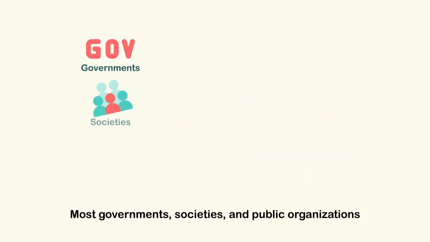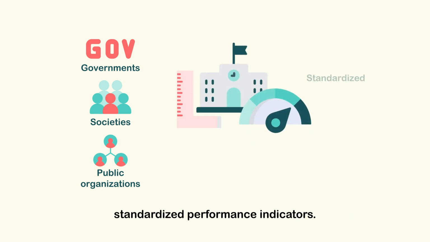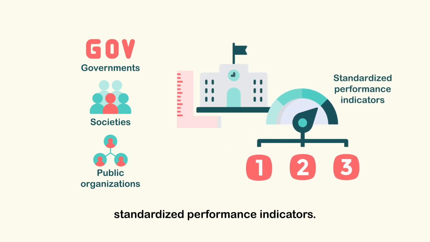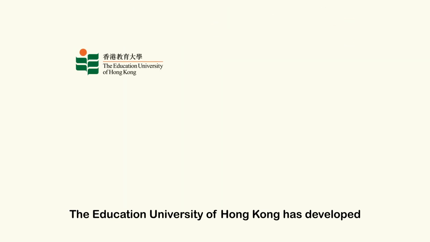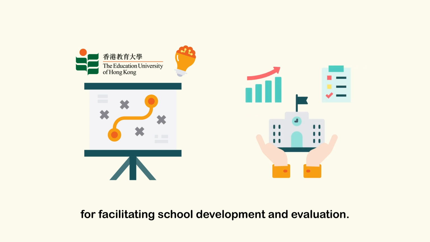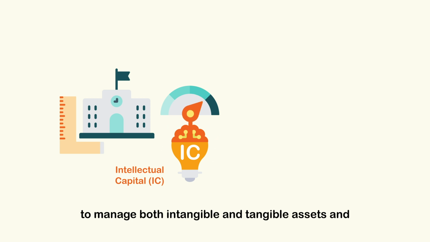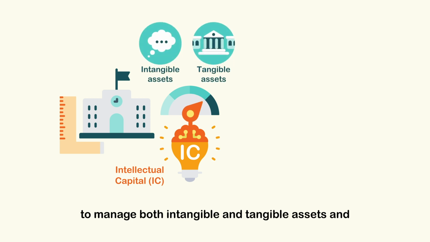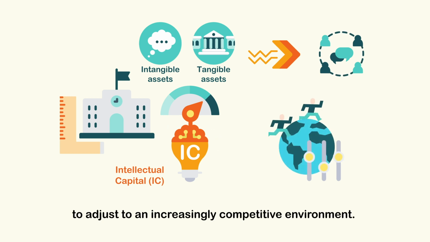Most governments, societies, and public organisations measure school performance on the basis of standardised performance indicators. But can these truly reflect any educational institution's capacity or potential for sustainable development? The Education University of Hong Kong has developed an innovative approach for facilitating school development and evaluation. It emphasises measuring intellectual capital, IC, to manage both intangible and tangible assets and improve responsiveness and ability to adjust to an increasingly competitive environment.